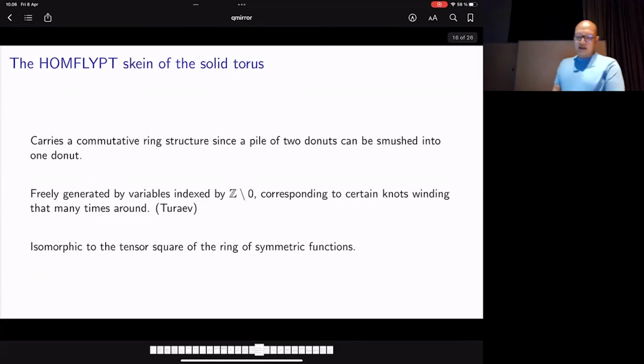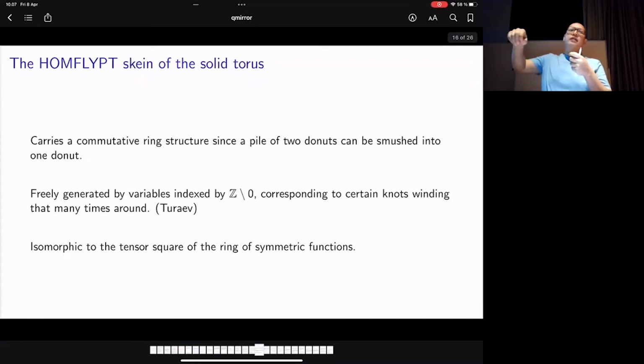So fortunately, this has been computed, I think, starting with Morton. And the result is that the HOMFLY skein of the solid torus, roughly speaking, has a basis indexed by pairs of partitions. We're only going to look at single partitions.